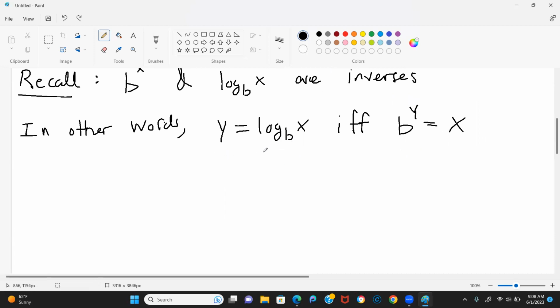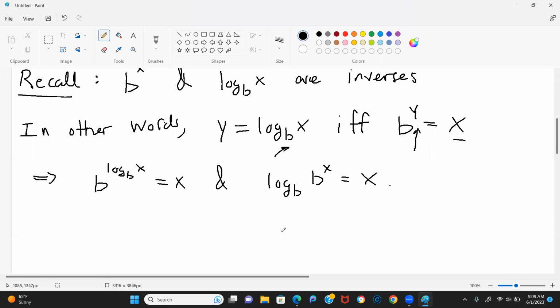In this specific example, this says that the log base b of x is that number such that when you raise b to it, you get x back. And that's just the cancellation property. You can even combine these as saying that b to the log base b of x is equal to x, and that log base b of b to the x is equal to x.